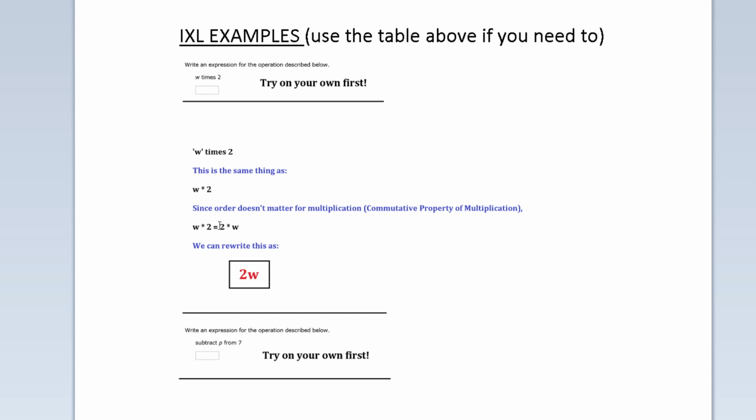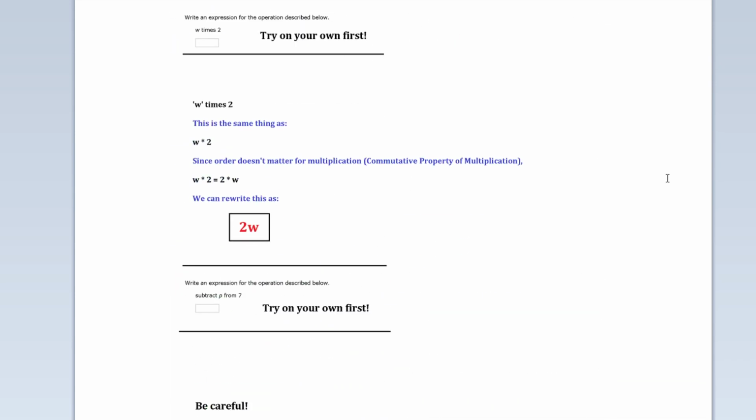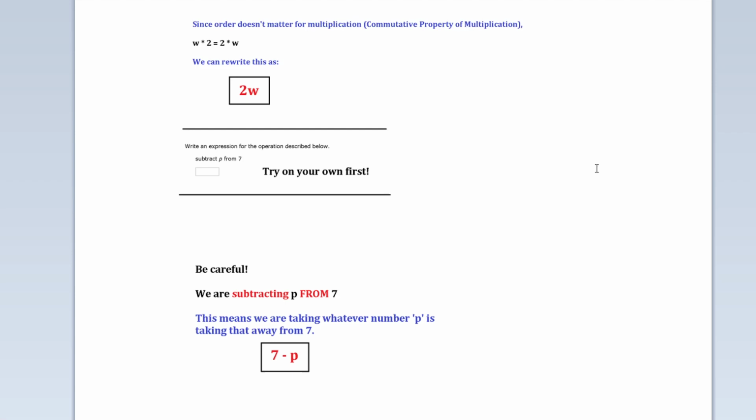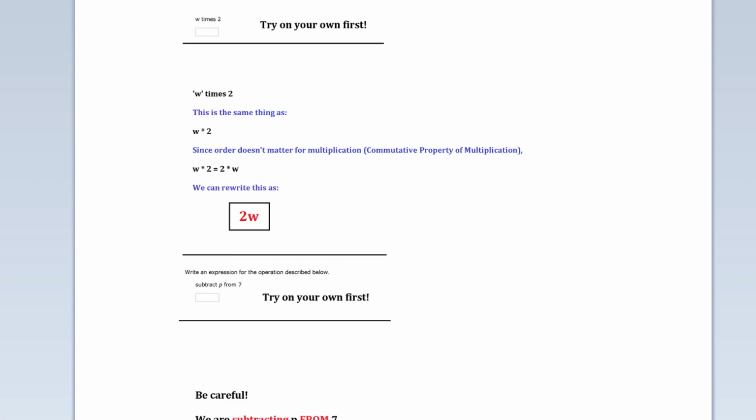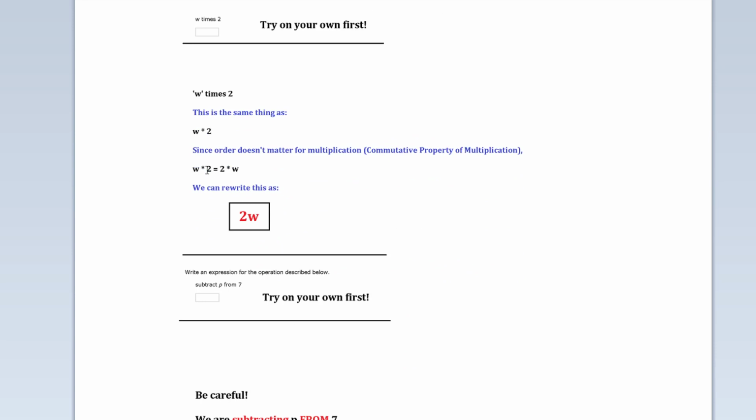So w times 2, though, we can say it is the same thing as 2 times w. And we already said if multiplication's implied, oops, I'm giving away all the answers. If we said that multiplication is implied, so 2 times w, we just don't have to write in the multiplication. We can just write it like this, 2w.